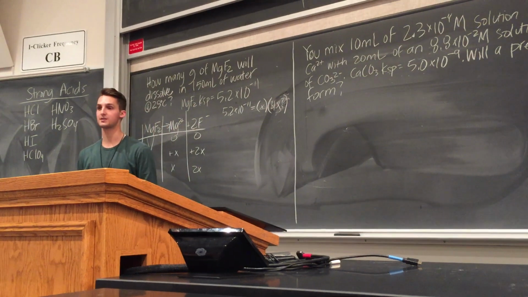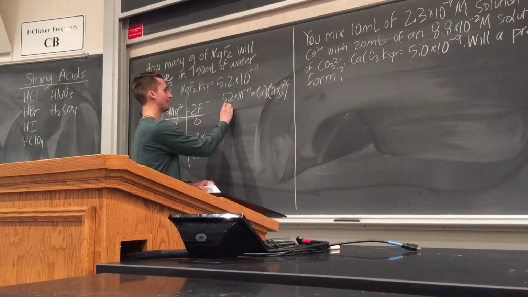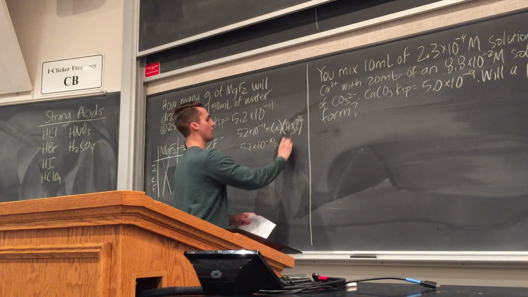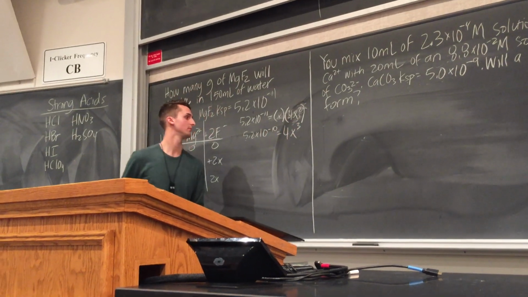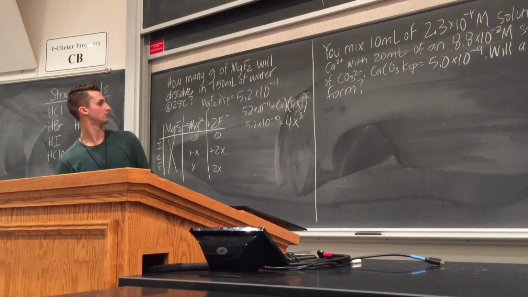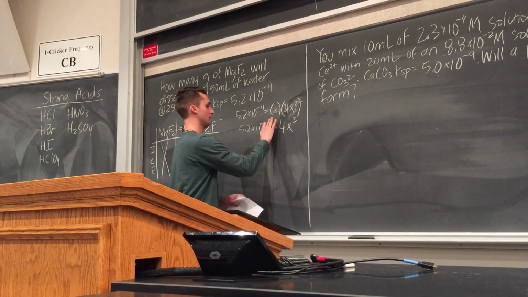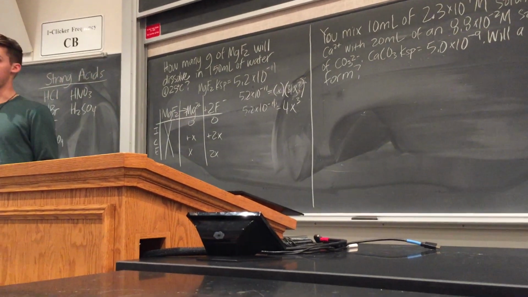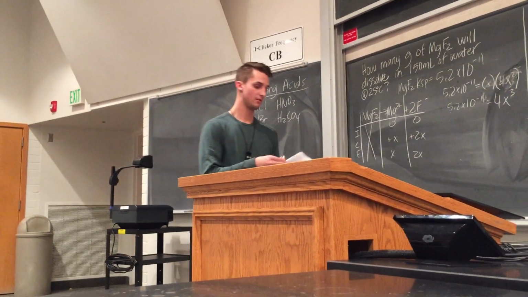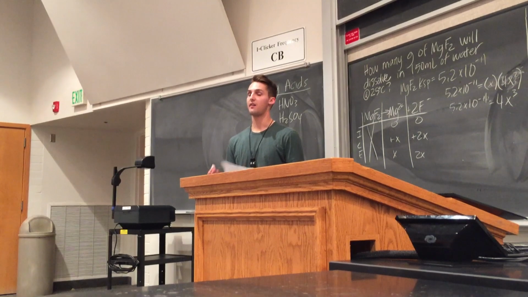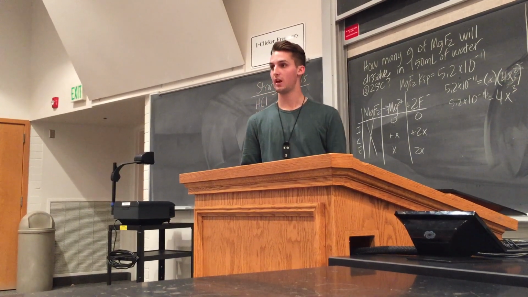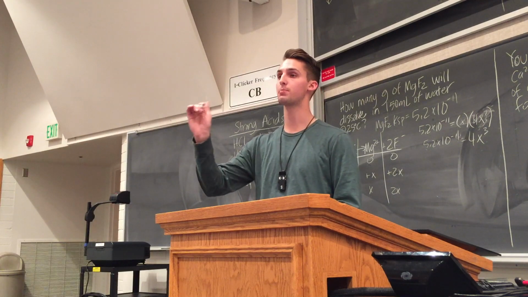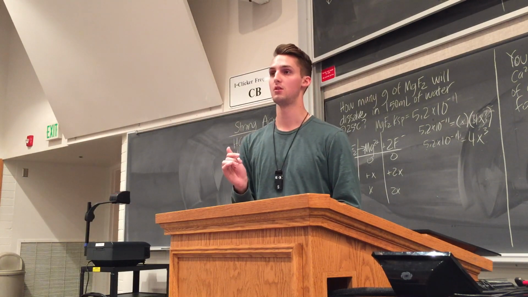So now I have 4x squared times x. I'm going to get 5.2 times 10 to the negative 10 equals 4x cubed. Oh, sorry, negative 11. Okay, so you solve for x. X is going to tell us our molar solubility, okay? Again, the units of molar solubility is moles per 1 liter.